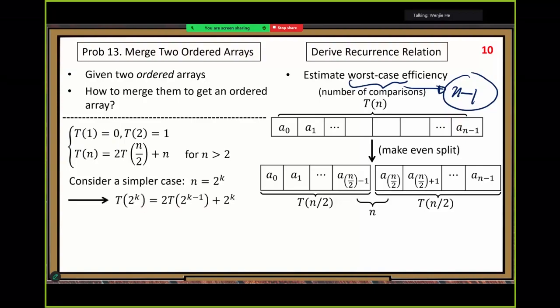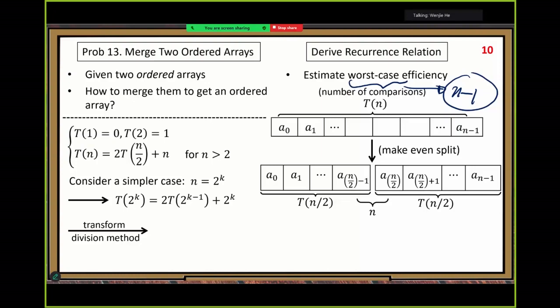n equals 2 to the k. Then let's plug in. So we can remove all division by 2, and the first equation becomes like this. Now, we want to get more general information, so we want to do some algebraic operation on this equation. Here we apply the division method.